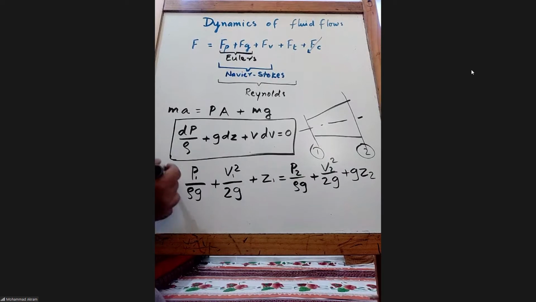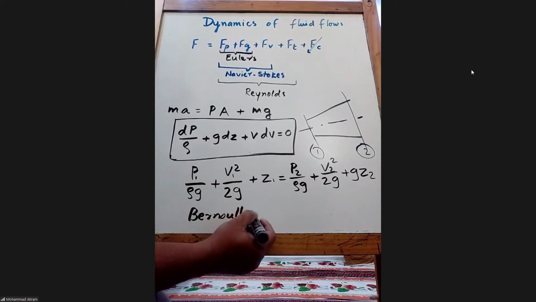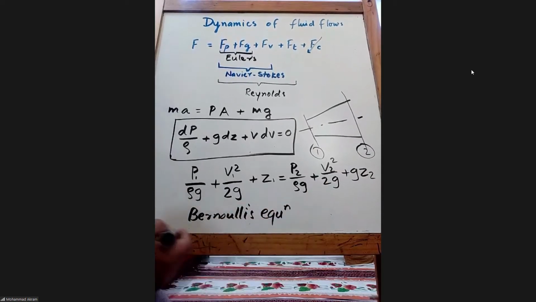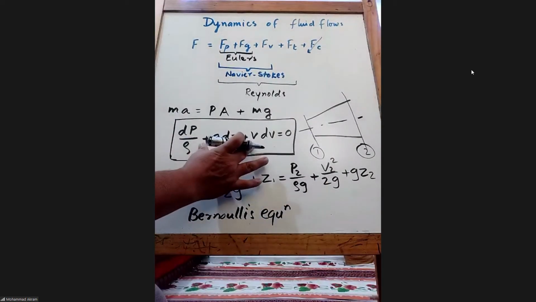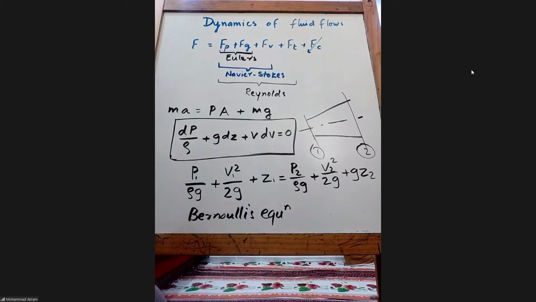So what is this equation? This is Bernoulli's equation. This is Euler's equation, and this is Bernoulli's equation. Remember this. Okay.